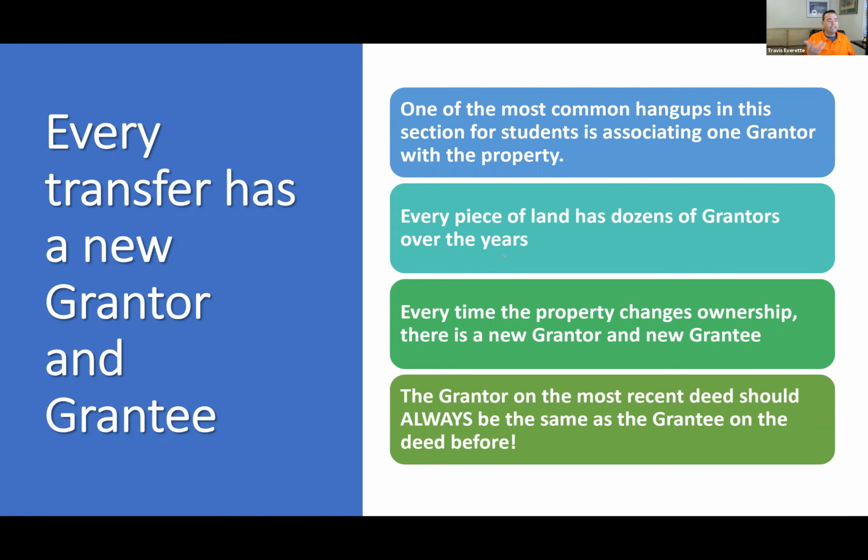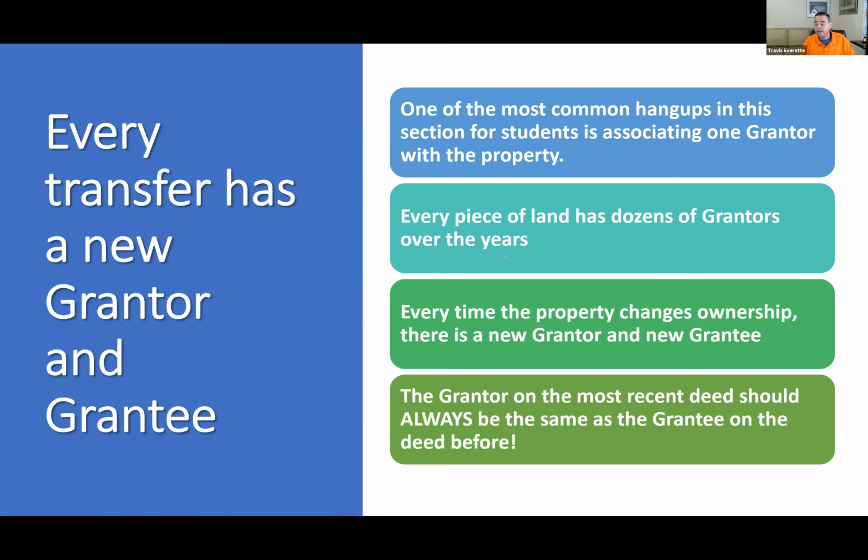do you think that piece of land has been sold in the last 50 years, on average? What do you think? 8 times? 20, 100 times. How about the last 100 years? How about the last 200 years? How about the last 400 years? How many transfers of ownership have happened with a parcel of land over the last 300 to 400 years? A lot, right? And every single time ownership was transferred, guess what two people we have involved in that transfer? A grantor and a grantee.